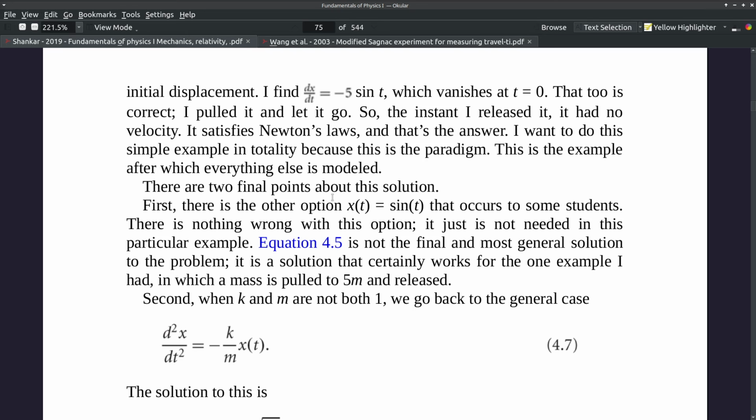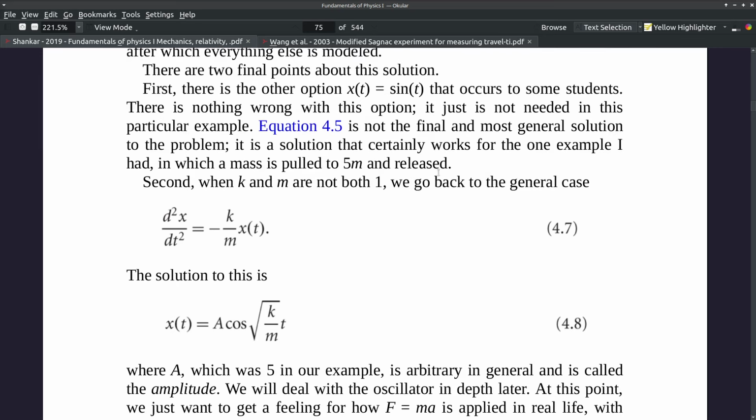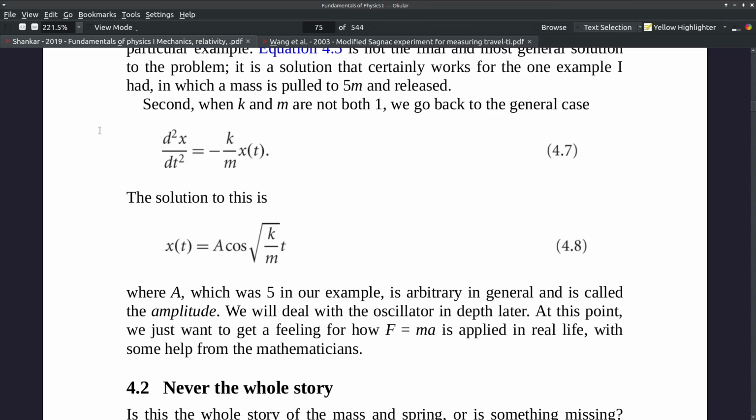There are 2 final points about this solution. First, there's the other option, x of t equals sine of t, that occurs to some students. There's nothing wrong with this option. It just is not needed in this particular example. Equation 4.5 is not the final and most general solution to the problem. It is a solution that certainly works for the one example I had, in which a mass is pulled to 5 meters and released.